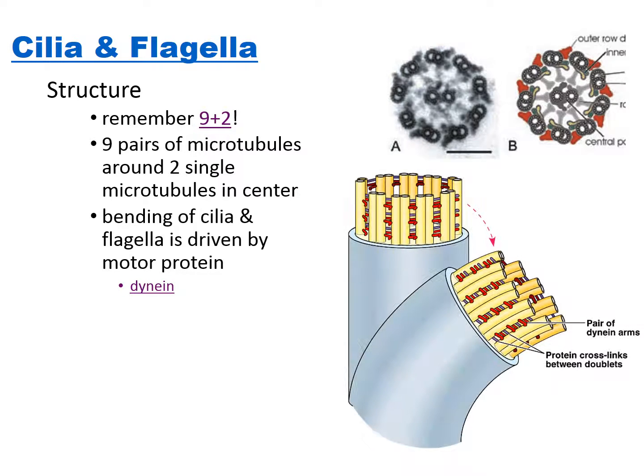The bending of them is driven by that motor protein that we were talking about before, dynein. In this case, they're attached to one side and they kind of walk along the other side. And so when ATP is used, that conformational change actually causes these 2 microtubules to slide past one another. So one moves in one direction, the other moves in the other direction, and that'll actually bend the whole structure.